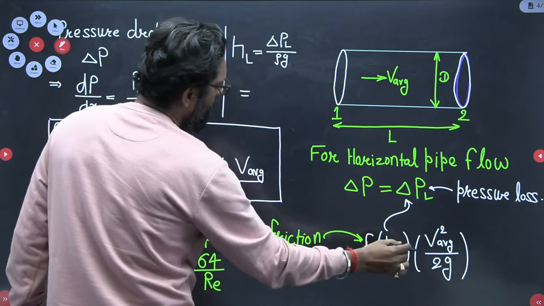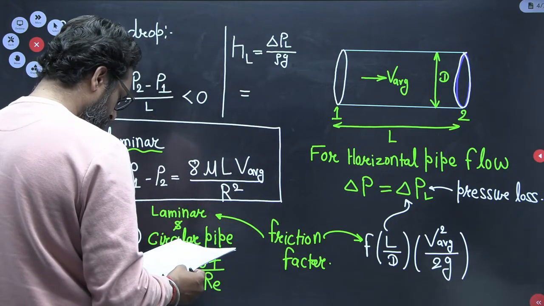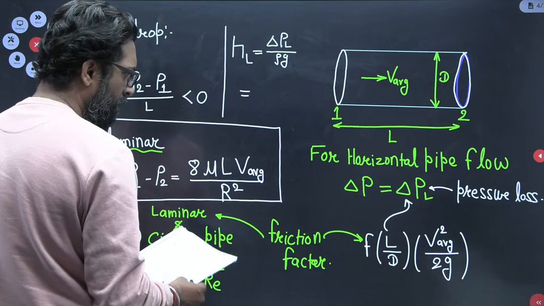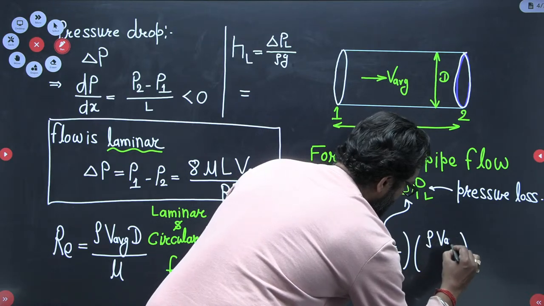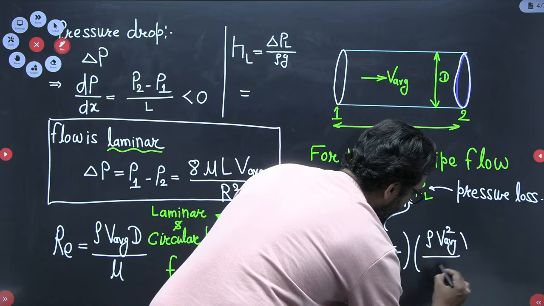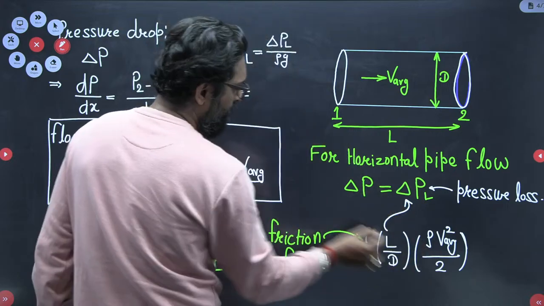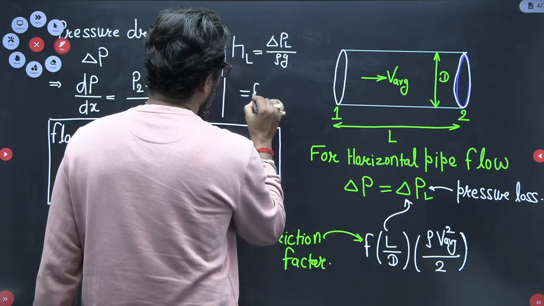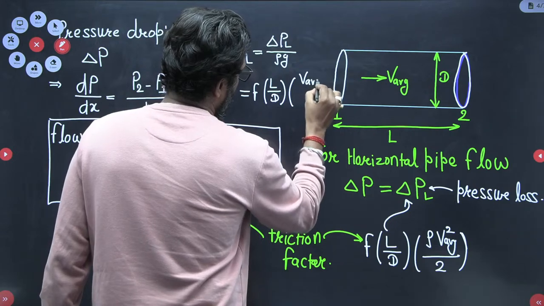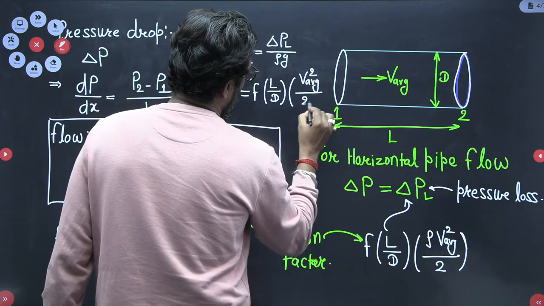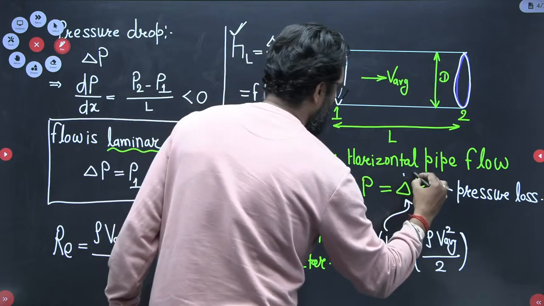If you divide by rho g, the rho cancels. Pressure loss is not rho; this is your head loss, and it is like that: rho V average square by 2, half rho V square, always remember. Now if you divide by rho g, the rho is cancelled, then it is f L by D V average square by 2g. Clear? So this is your head loss, and this is your pressure loss, and this is your pressure drop.